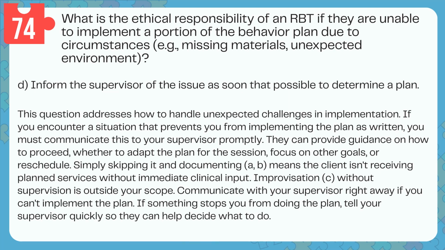Simply skipping it and documenting, A or B, means the client isn't receiving planned services without immediate clinical input. Improvisation, C, without supervision, is outside your scope. Communicate with your supervisor right away if you can't implement the plan. If something stops you from doing the plan, tell your supervisor quickly so they can help decide what to do.